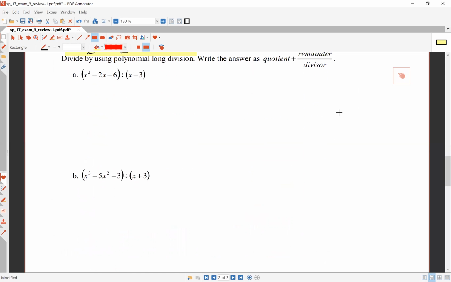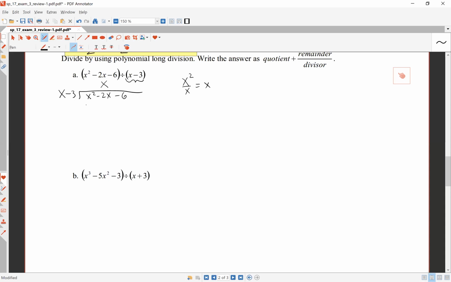Next problem is long division. Divide by using polynomial long division and write the answer as quotient plus remainder over the divisor. This is my divisor, and so I'm dividing by x minus 3. X squared minus 2x minus 6 divided by x minus 3. So we start with the first terms, x squared and x, and we divide x squared by x. And now we distribute the x to the x minus 3.